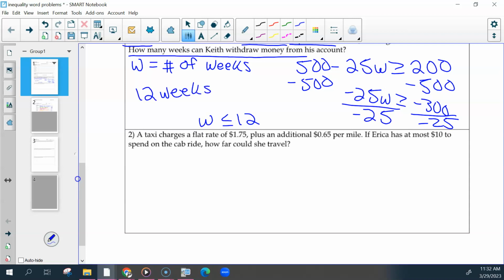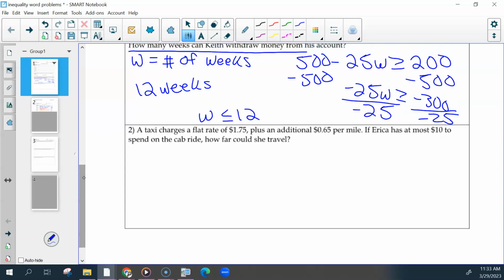So it started off as a "at least." It's still "at least" for the money wise, but it's "at most" for the number of weeks. You can withdraw at most up to 12 weeks. Cannot withdraw more than 12 weeks, if he wants to keep at least $200. So we're done. Questions on that one before we do another?